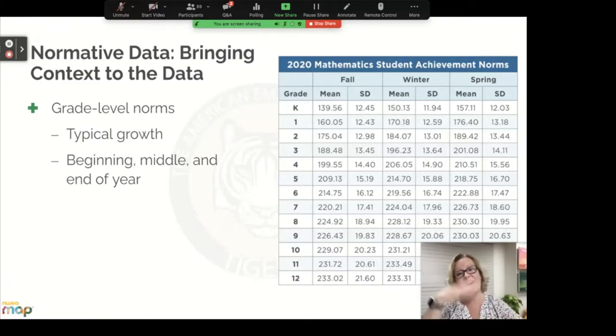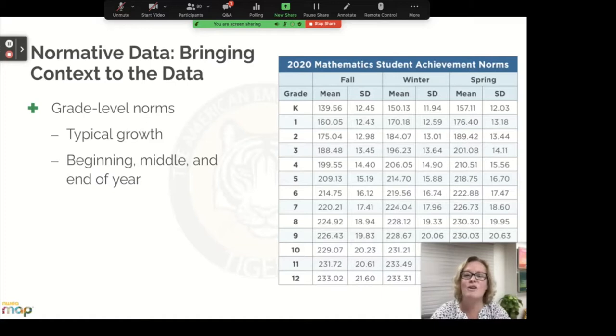So with this, we have what's typical at the beginning of the year and what's typical at the end of the year. We have it in mathematics, reading, and language usage. Let's take a look at these mathematics norms for a second. A third grader at the beginning of the year in mathematics typically scores a 188. That's at the 50th percentile. At the end of the year, they'll typically score a 201. So we can infer that a third grader typically will grow by about 12 or 13 RIT points.